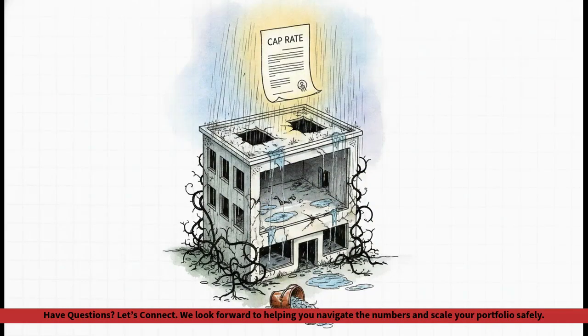Moving on, here's the second massive blind spot. CapEx is hidden above the line. Because cap rates are calculated using NOI, critical capital expenditures are completely excluded from the equation.